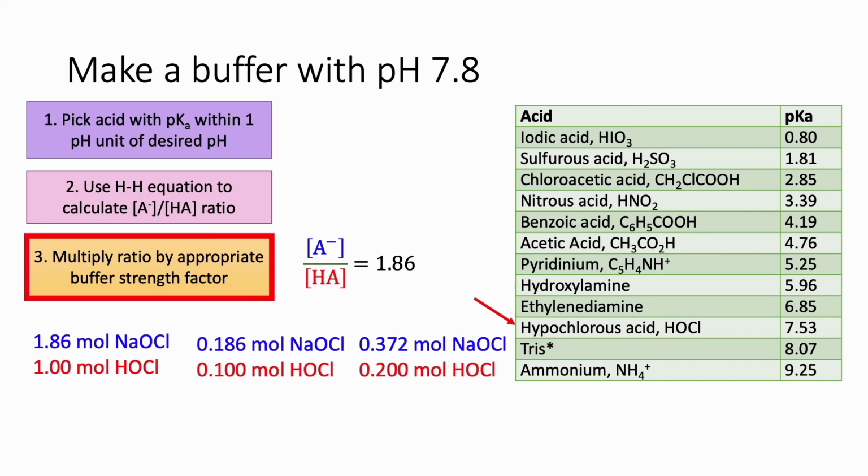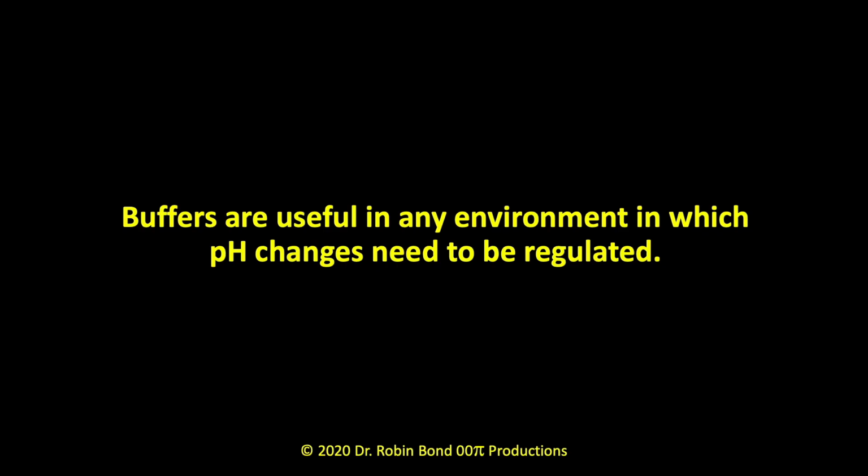In conclusion, buffers are really useful in any environment in which pH changes need to be regulated. They're important in our body because if our body gets too acidic, our proteins start to denature, and if our body gets too basic, our proteins start to dissociate into their component amino acids. And you can imagine they're also important in places like the ocean, where there's all sorts of animals swimming in there that probably would be very unhappy if it got too acidic or too basic. And so the fact that these buffers exist actually protects life here on Earth.